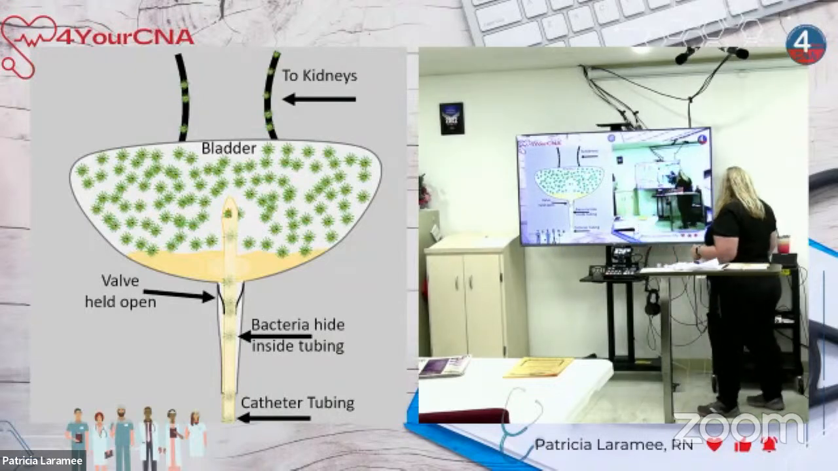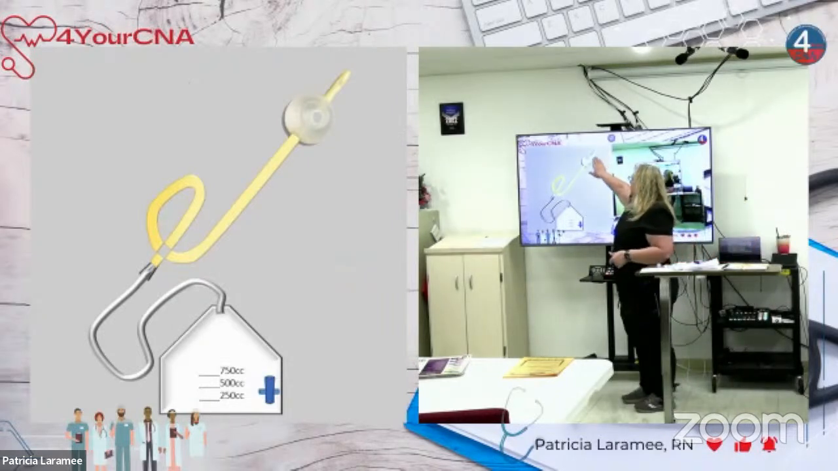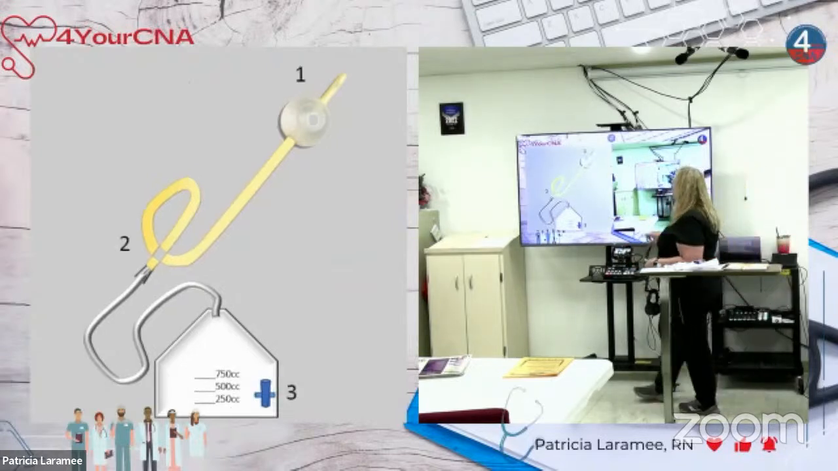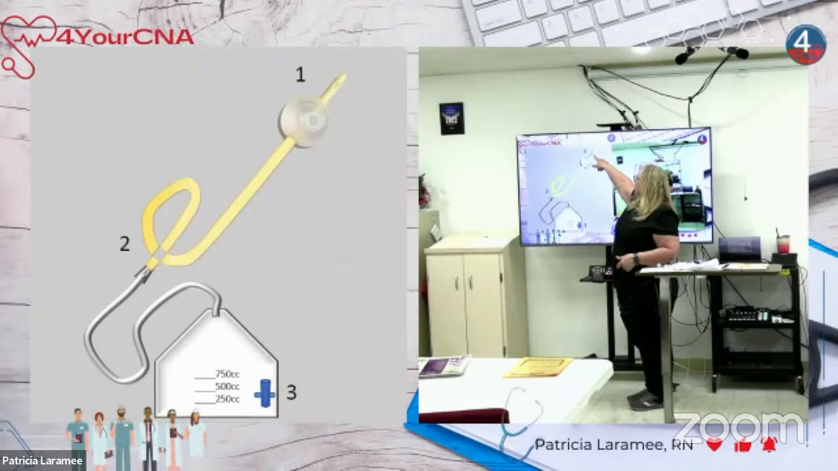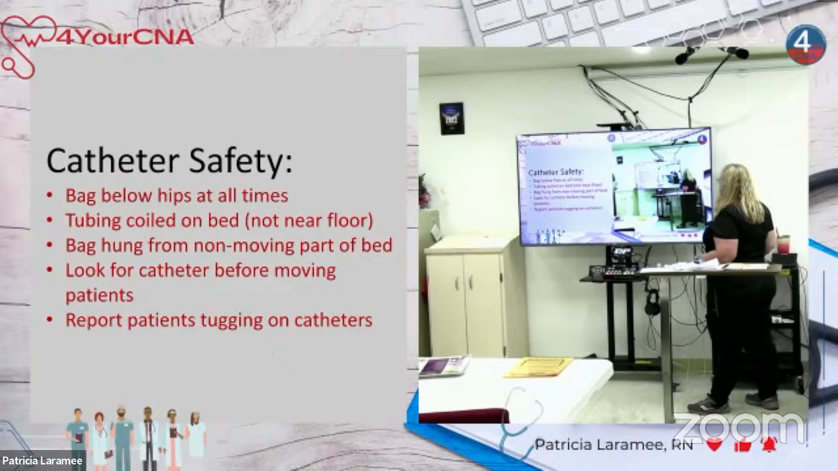So as CNAs, well, remember there's two parts to the system. There's the catheter that holds the valve open, and then there's the drainage bag that collects the urine. And there's three points of entry. There's the tip of the catheter that's inside the patient. There's where the catheter and tubing meet. And then there's the drainage port on the bag. This is where bacteria can enter the system.